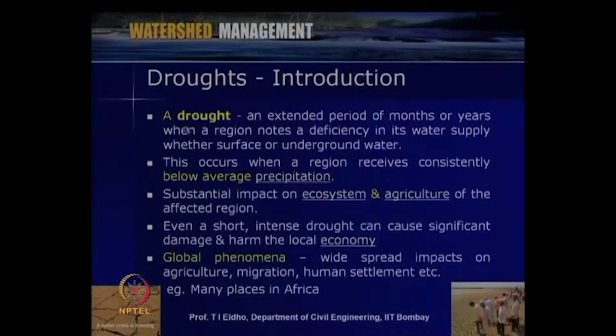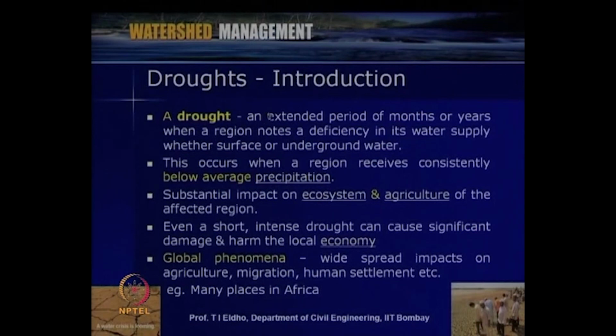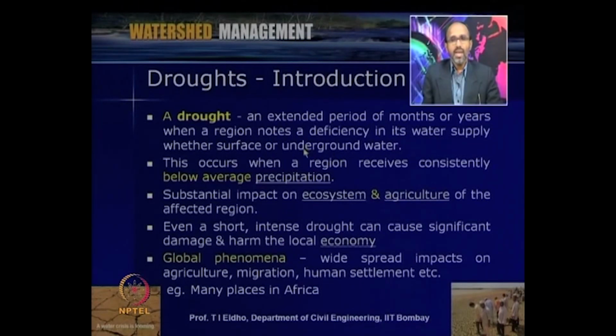In this context, today let us discuss drought assessment. As I mentioned, the definition of a drought is an extended period, maybe months or years, when a region notes a deficiency in its water supply, whether surface or groundwater. It is not only for a few months, but maybe a number of months or even a few years. So, there is no sufficient water, either surface water or groundwater. That way we can say that a location or a watershed is amenable to drought.